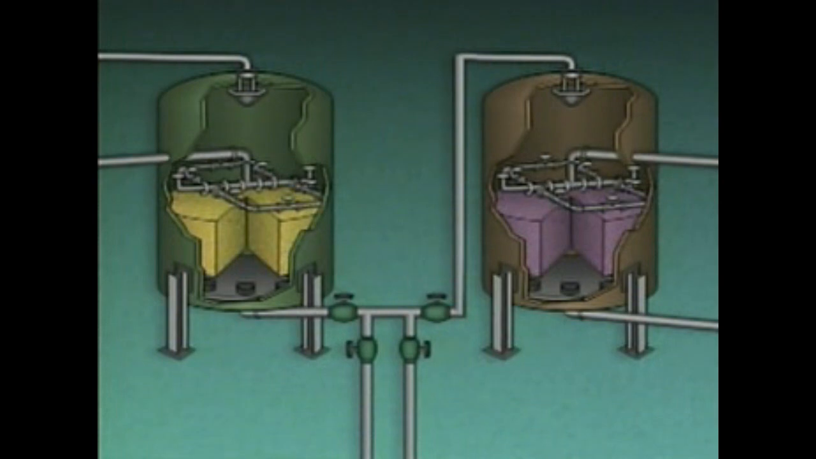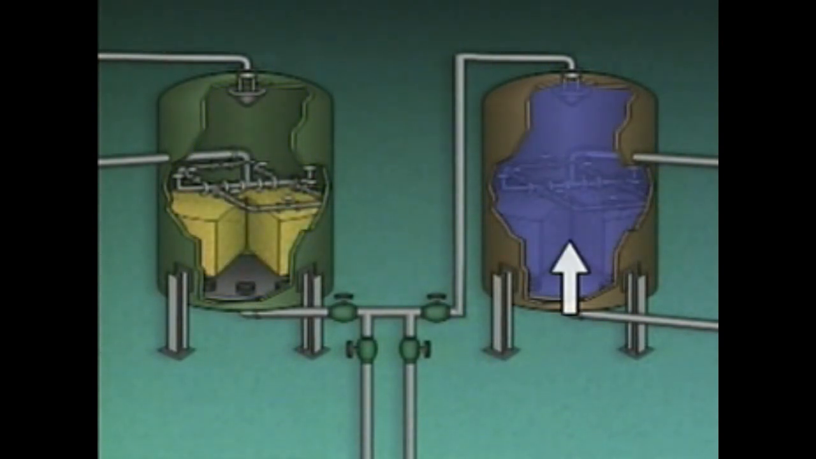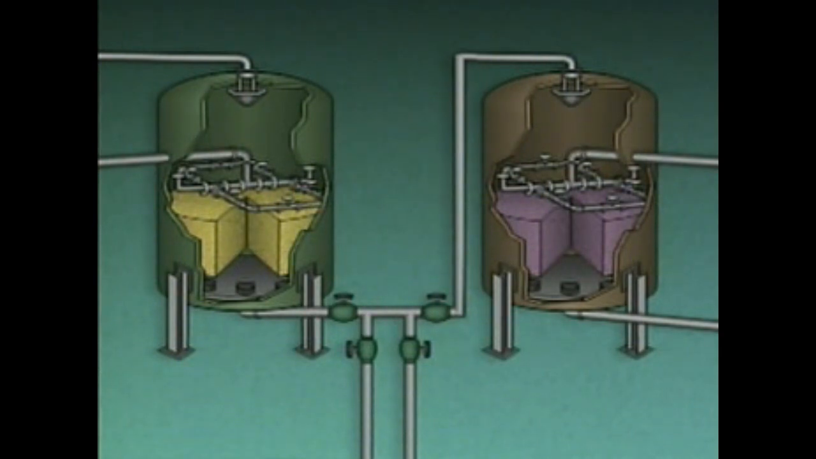Over time, cations and anions build up on the resin beads. To remove these ions, the resin beds must be regenerated. This is typically accomplished in 3 steps. First, backwashing the beads in both tanks flushes out suspended solids. Next is the regenerating step.